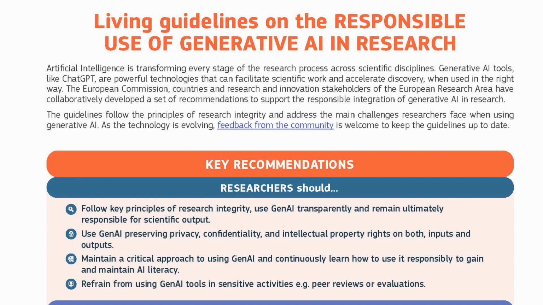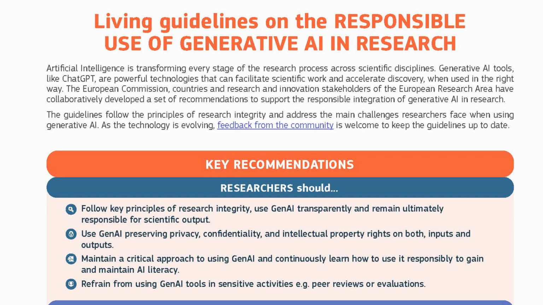Additionally, preserving privacy, confidentiality, intellectual property rights. This is important when we go through and do the research. Critical approach to using generative AI and continuously learning how to use it responsibly to gain and maintain AI literacy. Again, I want to highlight that they're using that term AI literacy. That's the important thing. In academia, we have to develop that within ourselves so that we can properly develop that within our students. And we can see it's an important aspect of research as well.